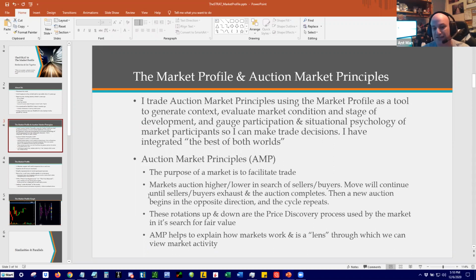The only difference is that in a financial market, it's a two-way auction, whereas when you sell a piece of art, it's a one-way auction up. In a financial market, the market auctions higher or lower in search of buyers or sellers. That move will continue in that direction until either the sellers or buyers exhaust. And when they exhaust, that's the completed auction. Then a new auction begins in the opposite direction, and that cycle just repeats over and over and over again.